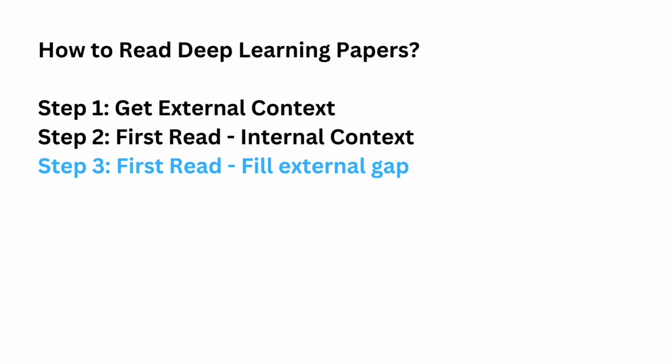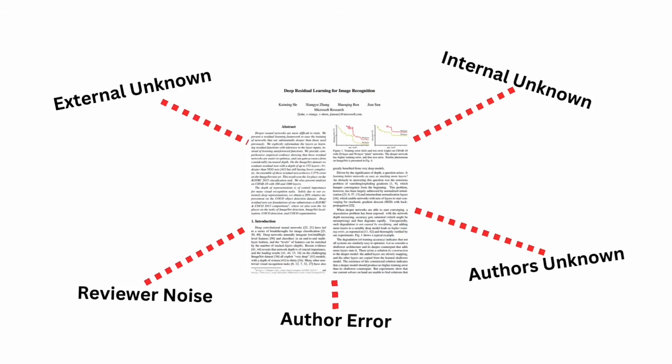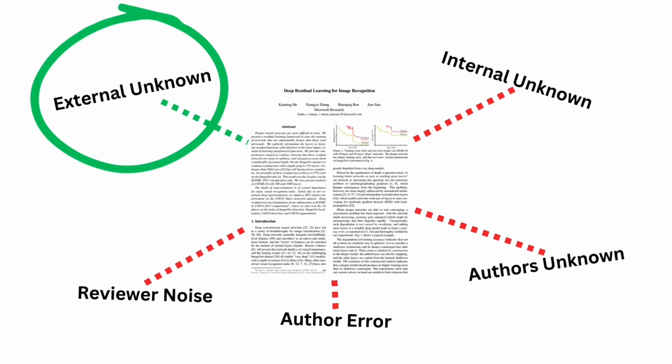Once you're done with noting down all of the unknowns, you're ready to start to fill some gaps. Try to categorize the stuff you didn't understand into these 5 categories. Only tackle the external unknowns for now. Research whatever you don't understand and make sure you come back to the paper with a better understanding. Don't get too lost here.